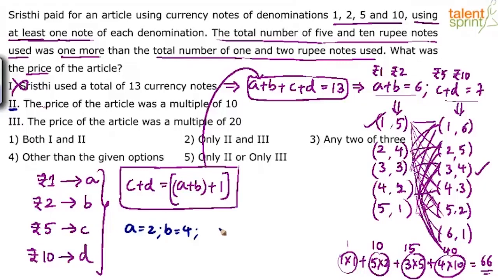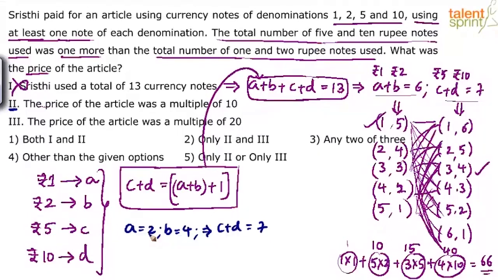If C and D have to be 7, then again there are multiple solutions. So this implies C plus D equals 7. Again, C and D summing to 7, I can take in multiple fashions, right? Are you able to follow? I have taken A equals 2 and B equals 4 randomly. But why have I taken 2 and 4?